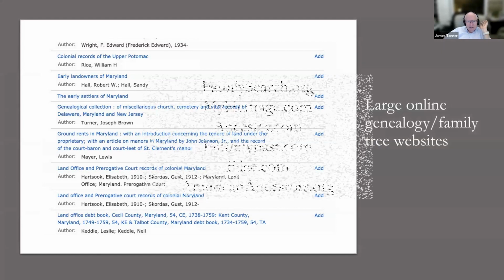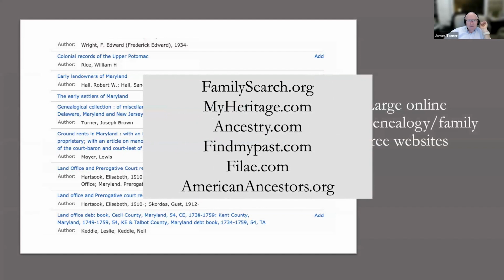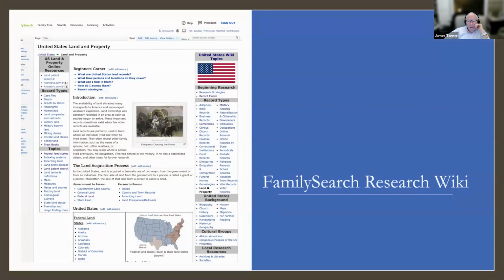Obviously, the large online websites have gotten some records, and some of the records are available in book form and in digital form, and some of the books are even digitized. So you can begin your research on one or all of these websites for additional information.